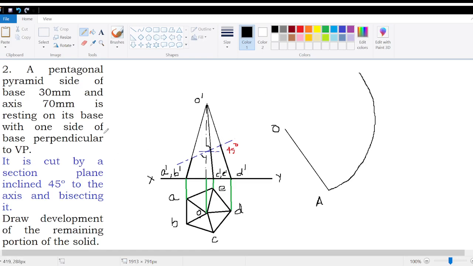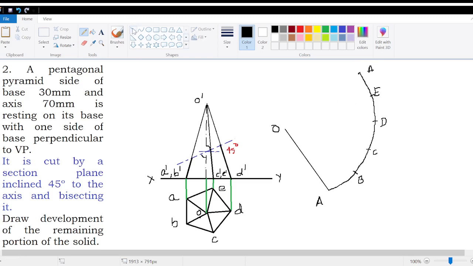Now take the compass. The base is given as 30 mm, or you can measure AB or BC, anyone. Place the compass at A, and cut an arc of 30 mm radius on this arc, and that will be the point B. With B as center, the next arc you will get C. With C as center, the next arc as D, E, and you should end up with A, and the last one is A.